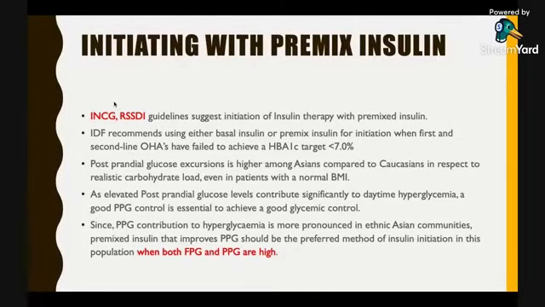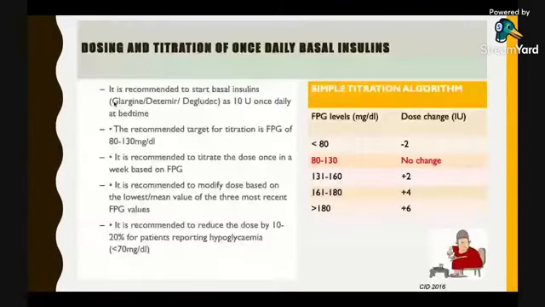Now, if you look at the dosing and titration of once daily basal insulin, very easy. You can start with a 10-unit dose at a fixed time, either at bedtime or in the morning. In the elderly population, I believe it should be given in the morning rather than at bedtime. The recommended target of fasting is to keep the fasting between 80 to 130. It is recommended to titrate the dose once in a week or maybe once in 2 weeks. Don't go very fast, take it slow.